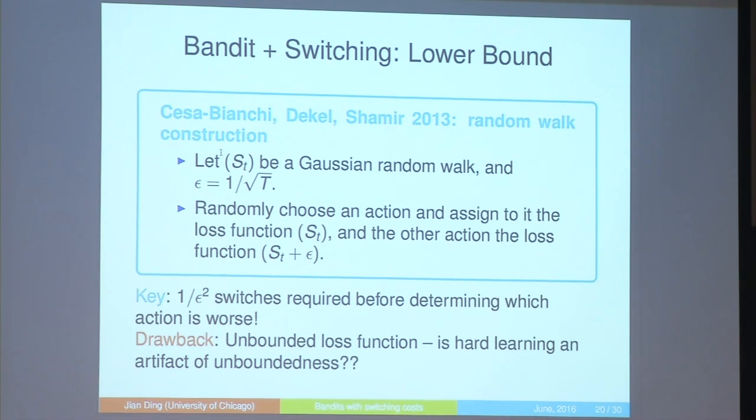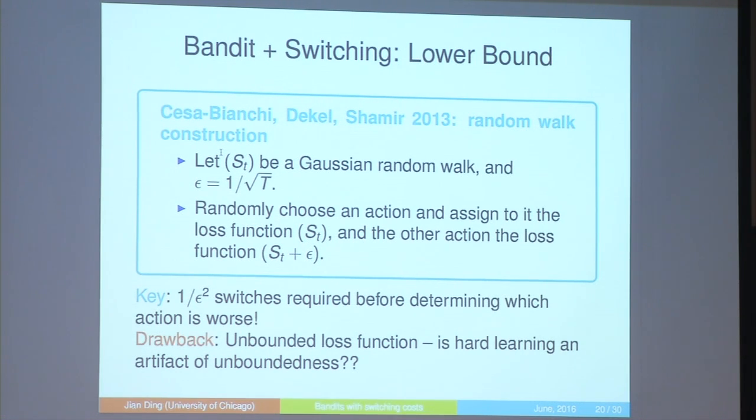Okay, maybe one natural attempt is you first sample IID loss functions, and then you choose one action, specify that as the unfavorable one, and add some epsilon loss to each round in that action, right? But this is bad because if all the samples are IID, then you can actually get some information even if you don't switch, right? Because you just wait until, say the bias is epsilon, you wait for on the order of 1 over epsilon squared rounds, and you can identify whether you are in the good action or bad action, and then you can proceed cautiously.